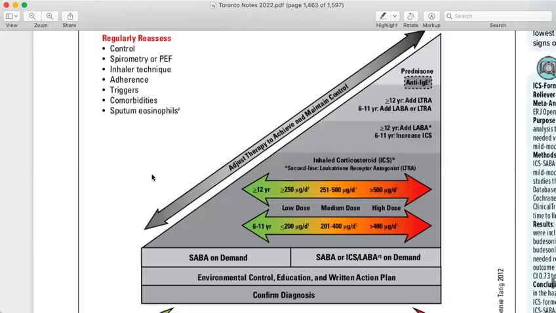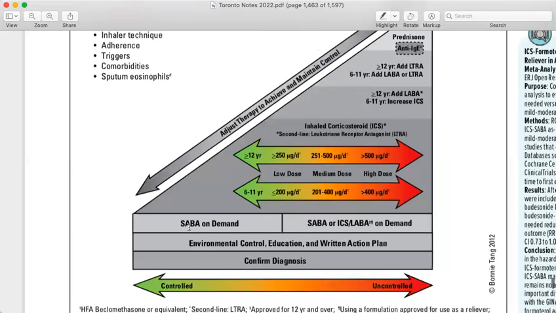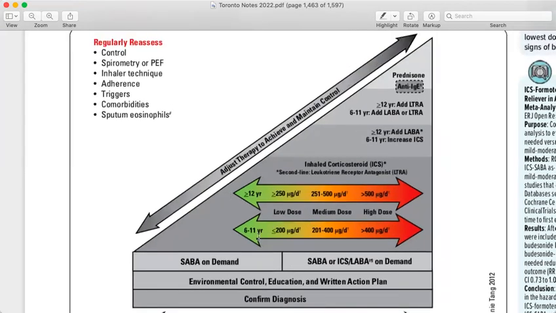How are you going to decide what to do? Whether this is controlled or uncontrolled. If this is controlled, then you can give SABA on demand, along with environmental control, education, a written action plan, and confirm the diagnosis, and then discharge the patient. But if it's not, then you are going to move on. If this is 6 to 11 years, then low dose, medium dose, and high dose, how much could be given. Then after more than 12 years, you are going to start with SABA, which has already been used.